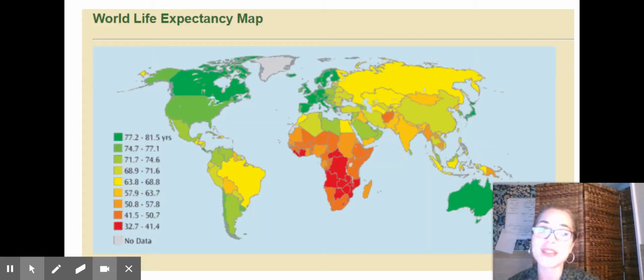So let's look at another indicator of wealth and poverty. With more access to healthcare, education, sanitation, and a consistent food supply, the longer a person is expected to live. In this map, we see places where life expectancy is high. We also see places where life expectancy is low.